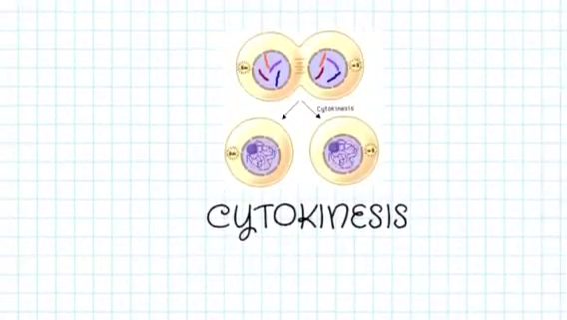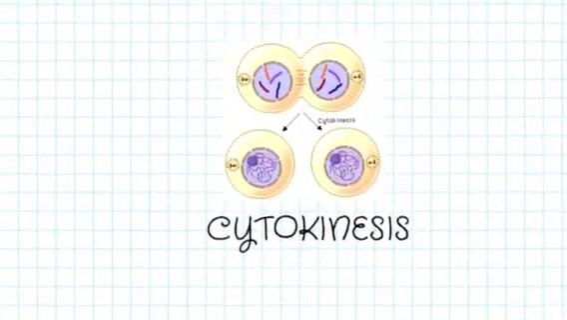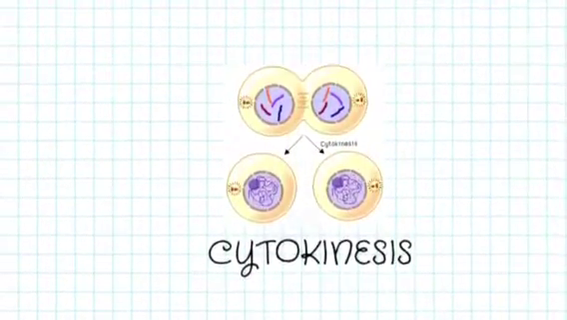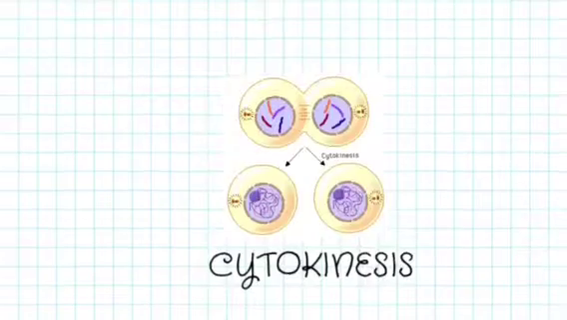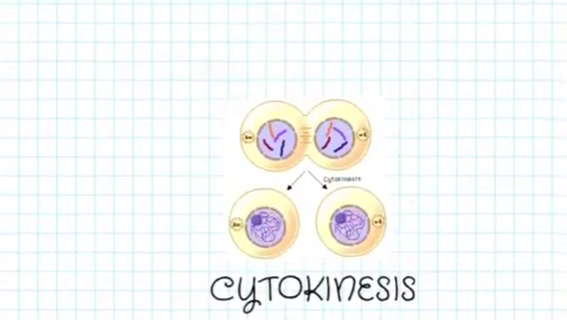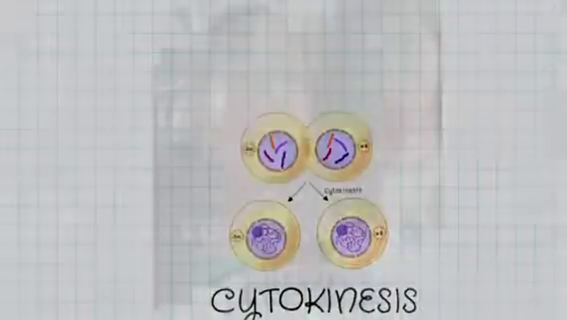Cytokinesis. Cytokinesis is the division of the original cell cytoplasm. It begins prior to the end of mitosis and completes shortly after telophase. At the end of cytokinesis, two genetically identical daughter cells are produced.